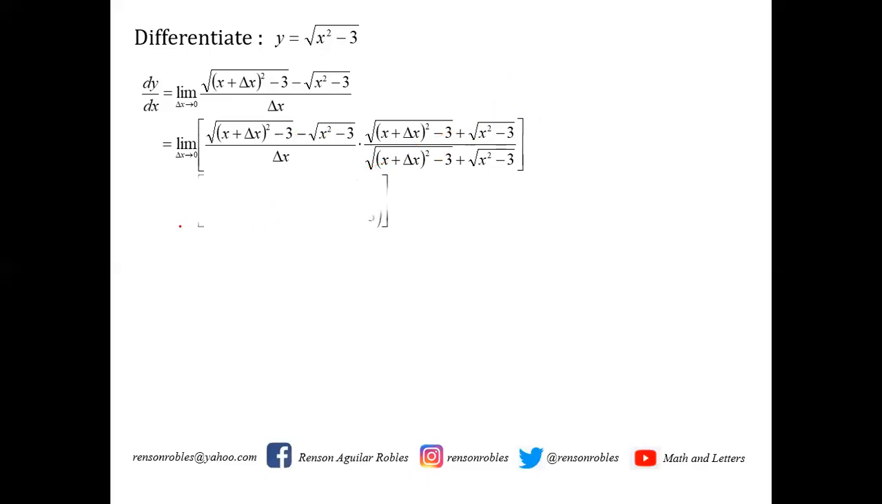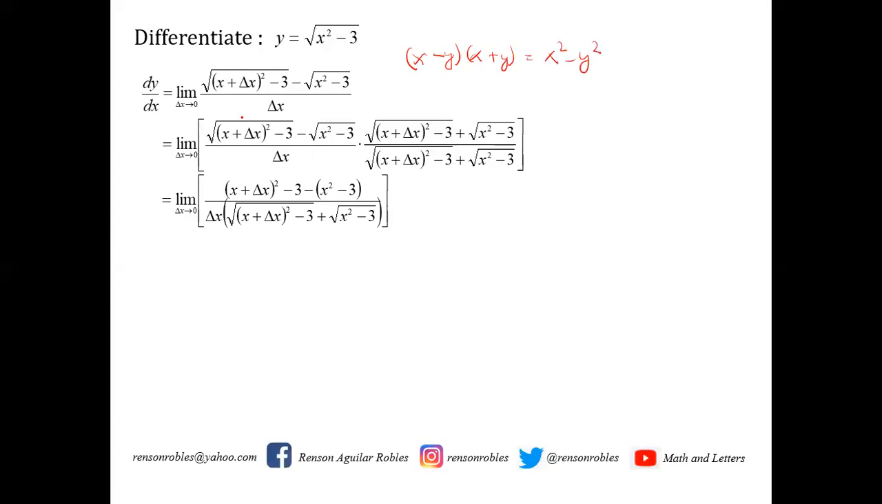So doing it so, multiplying the numerator, you will notice that this is of the form sum and difference of two binomials with similar terms, of this form, x minus y times x plus y. And this will give you x squared minus y squared. That is, you just multiply the first and the first, okay? And that will give you x plus delta x squared minus 3. And then minus, you just multiply the square root of x squared minus 3 and the square root of x squared minus 3, and that will give you x squared minus 3. And then you just copy the denominator, delta x times this, okay?